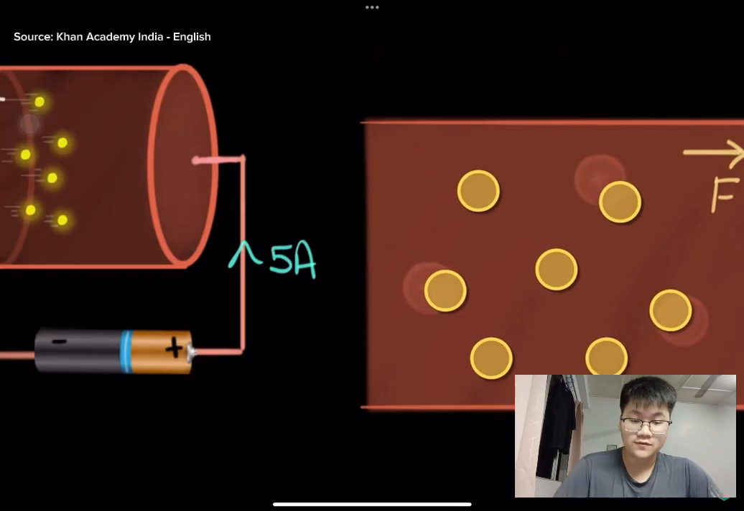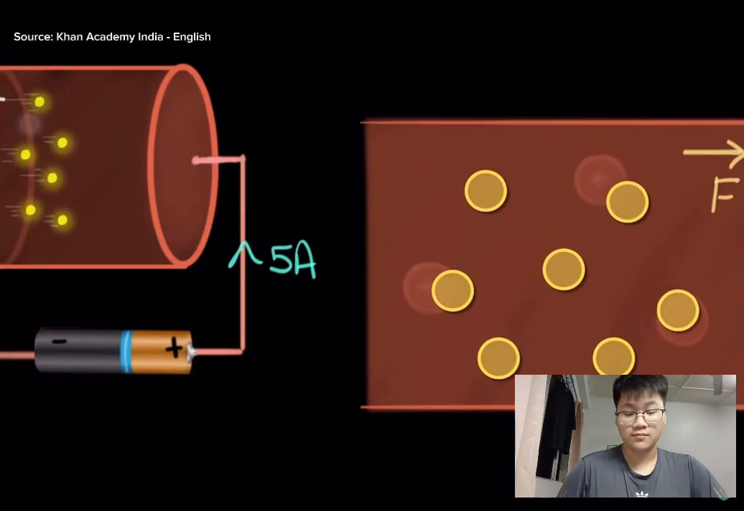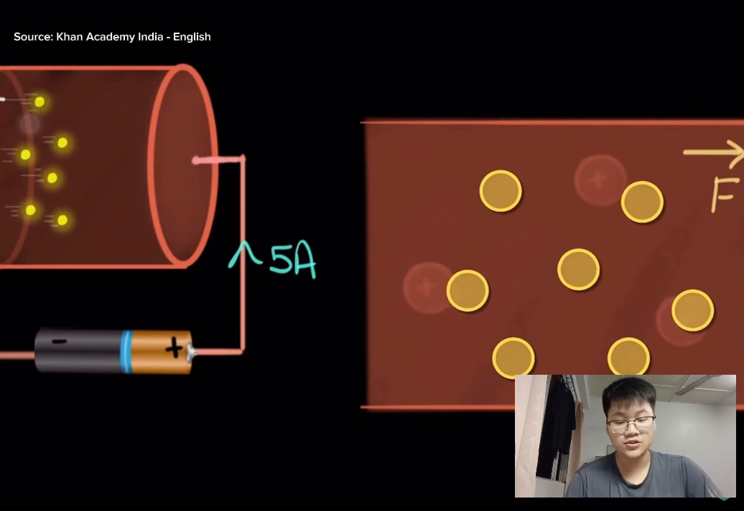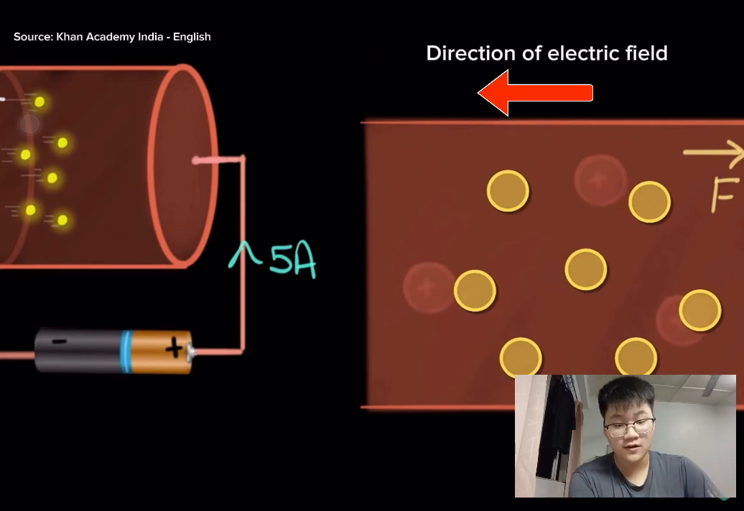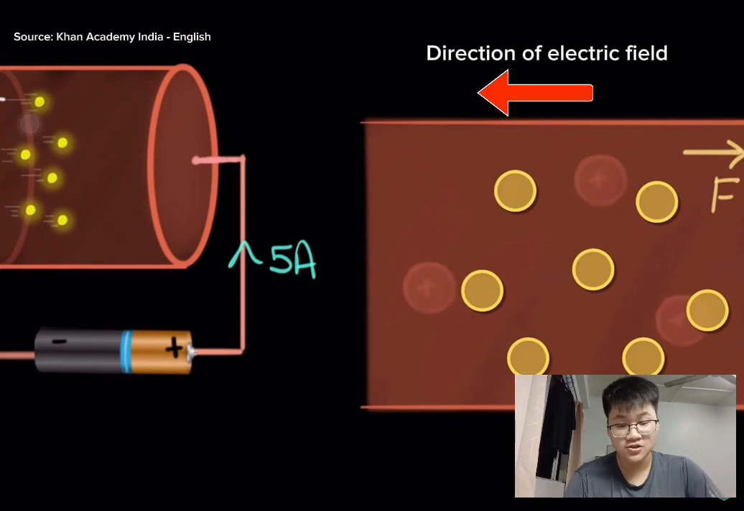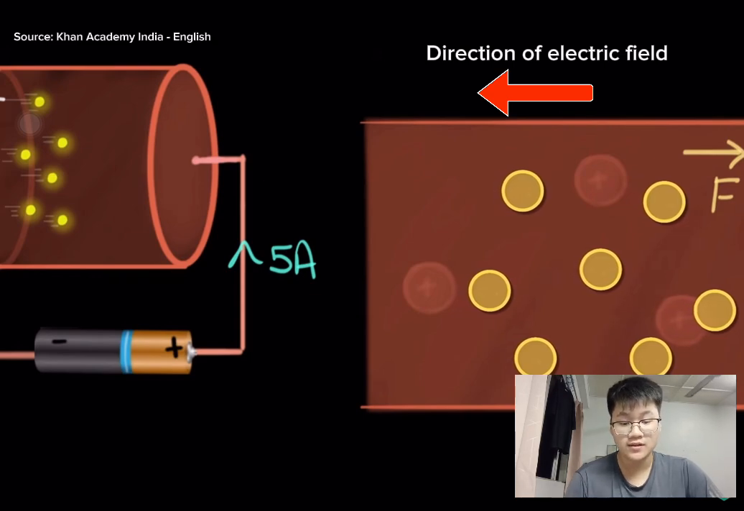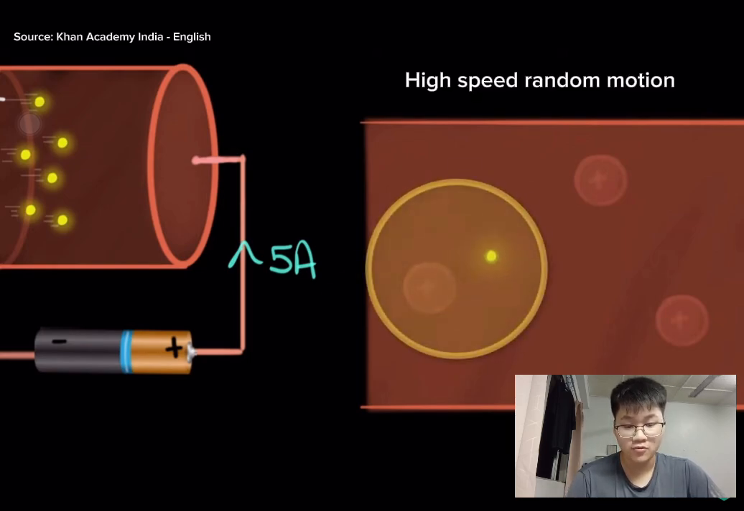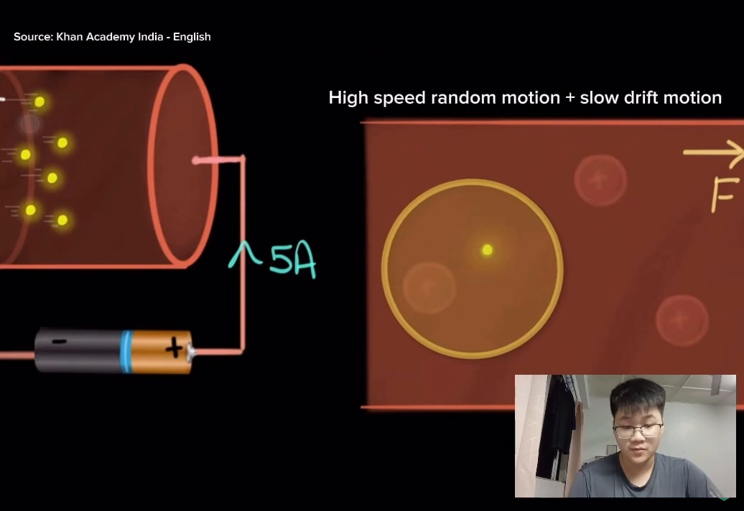The drifting of the free electrons inside the conductor produces a net flow of charge. The net flow of charge is the electric current. The drift velocity of the free electrons is in the direction opposite to the electric field in the conductor. When there is a current flowing through a conductor, the free electrons have two kinds of motion: the high-speed random motion, which is about 10 to the power of 5 meters per second, and the slow drift motion.